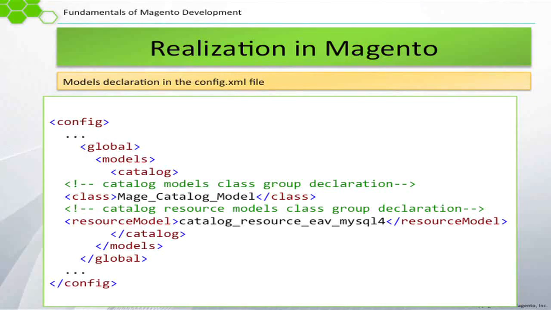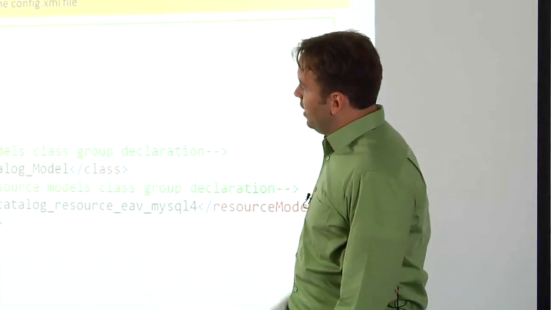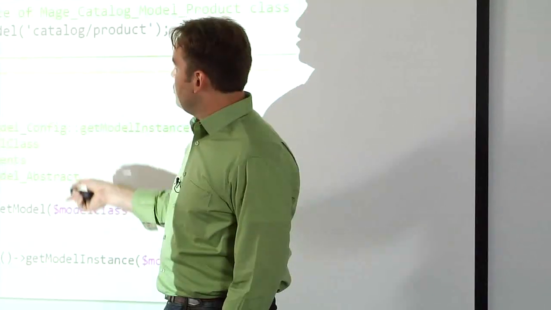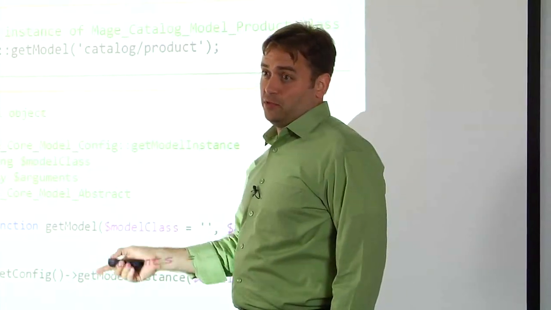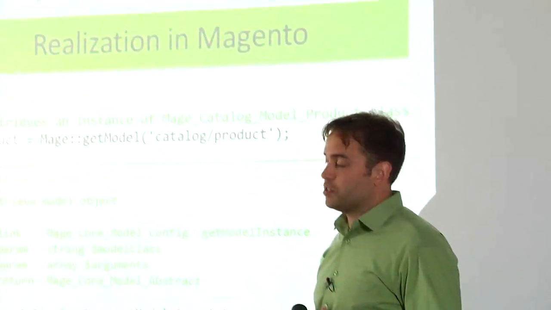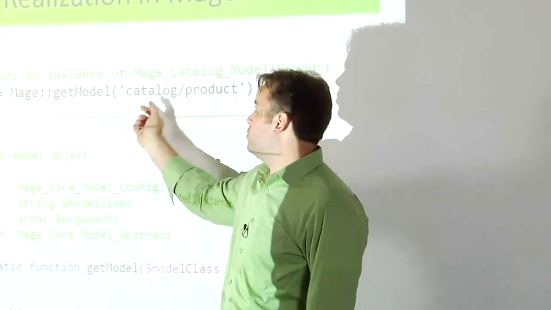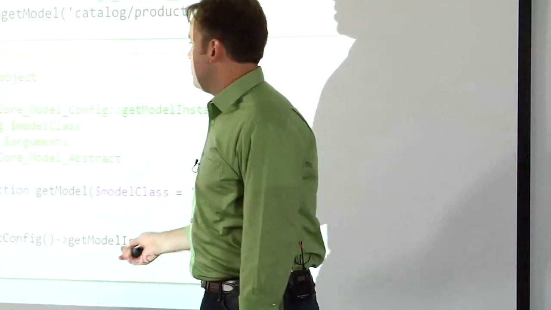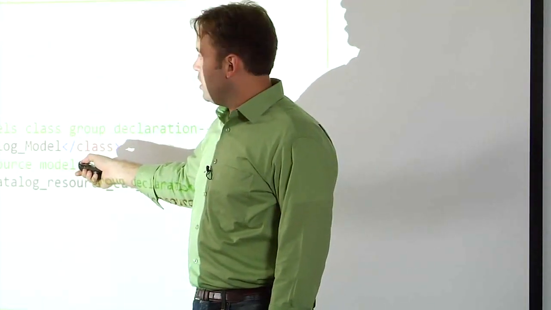So similarly to get model, there is a get resource model call, and get resource model does the same thing. Actually, the catalog product resource model. So this is how we would get the model that knows about storage of products. We would have the same call. It would just be Mage get resource model catalog/product. And similarly, the configuration object will be used.